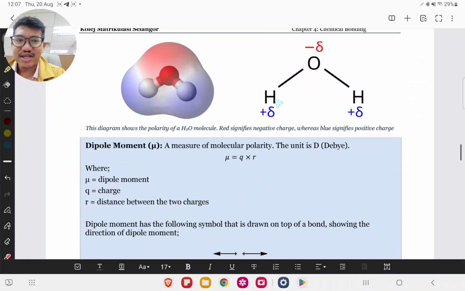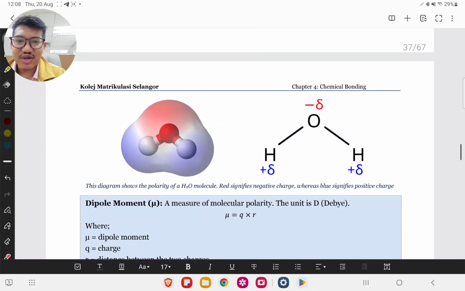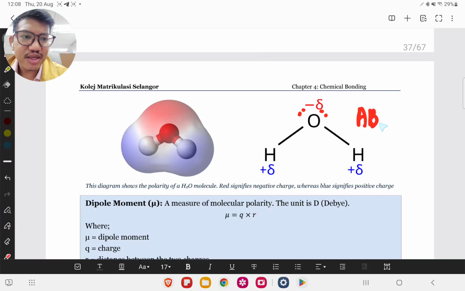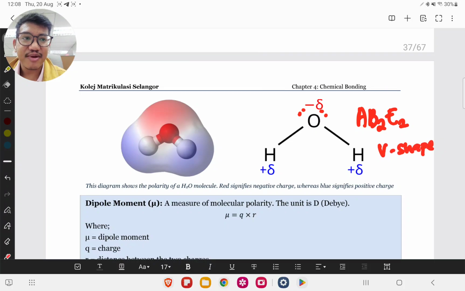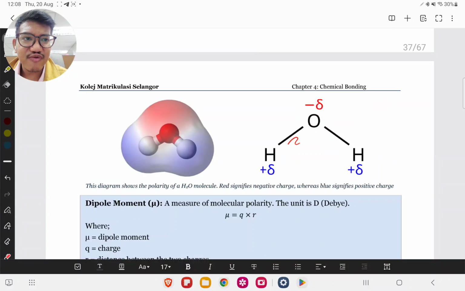So kalau kita tengok dekat sini, this is a water molecule. So kalau kita guna VSEPR theory, this one would be, dia ada dua lone pair dekat situ. So it is AB2E2. So electron pair geometry dia would be tetrahedral, and molecular geometry would be V shape. Okay, so it is V shape. Okay, and this molecule right here, kalau kita tengok, kita ada hydrogen dan juga oxygen. So we have these two differences.